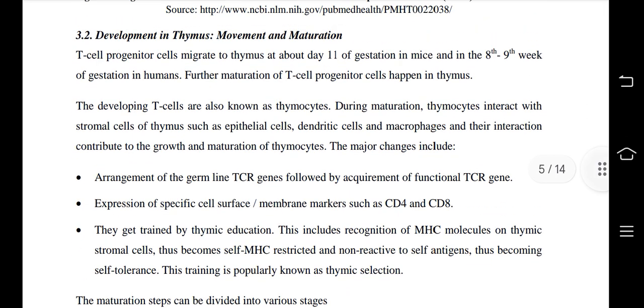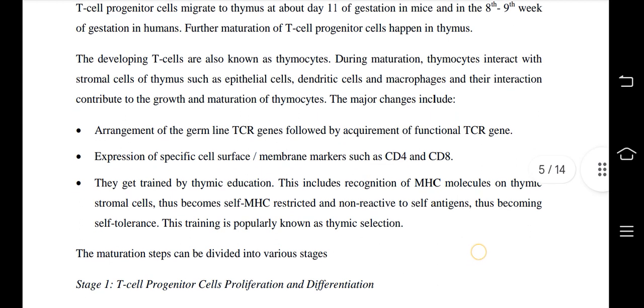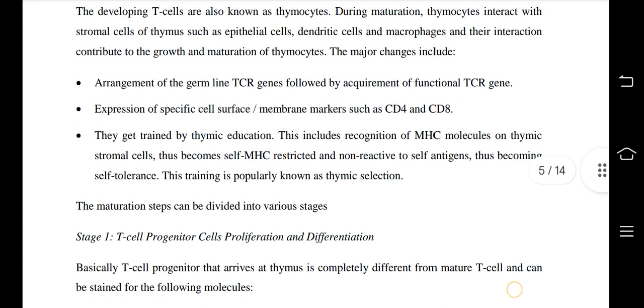Development in thymus: movement and maturation. T cell progenitor cells migrate to the thymus at about day 11 of gestation in mice and in the 8th to 9th week of gestation in humans. Further maturation of T cell progenitor cells happens in the thymus. The developing T cells are also known as thymocytes. During maturation, thymocytes interact with stromal cells of the thymus such as epithelial cells, dendritic cells, and macrophages, and their interaction contributes to the growth and maturation of thymocytes. The major changes include rearrangement of the germline TCR gene followed by acquirement of a functional TCR gene, then expression of specific cell surface membrane markers such as CD4 and CD8.